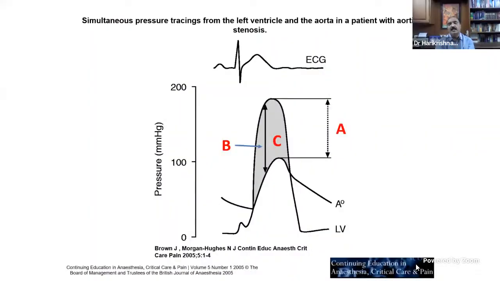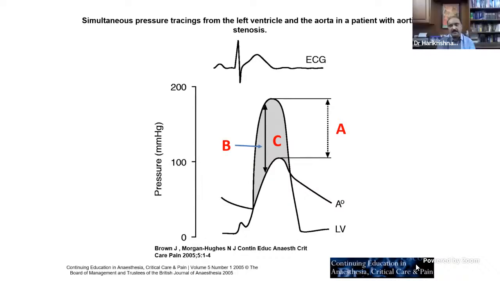Okay, so these are the three types of aortic gradients, A, B, and C. Can you tell me what A represents, what B represents, and what C represents? A is a peak-to-peak gradient. Very good. And B is an instantaneous gradient. And peak instantaneous gradient, where will you obtain it? Sir, in echo, sir. During echo.